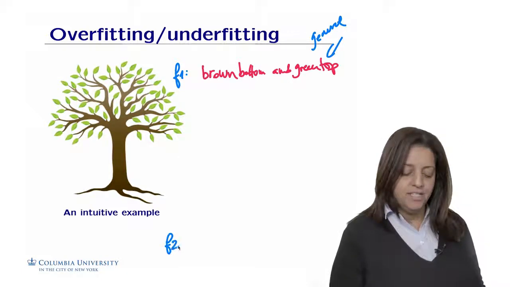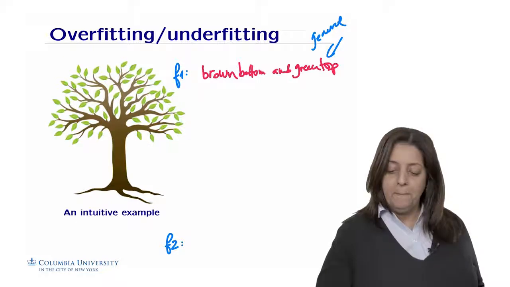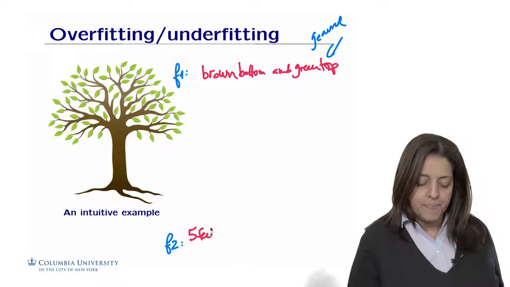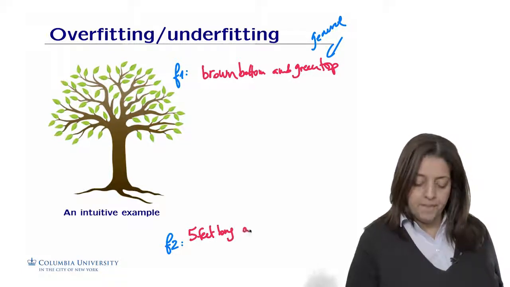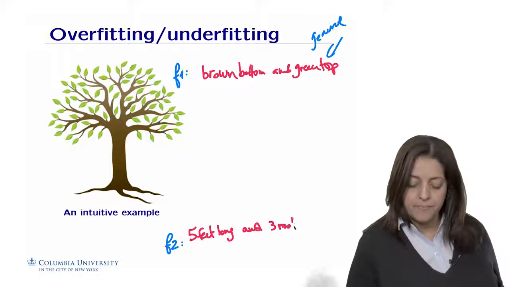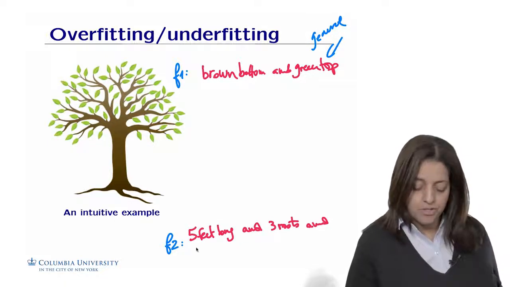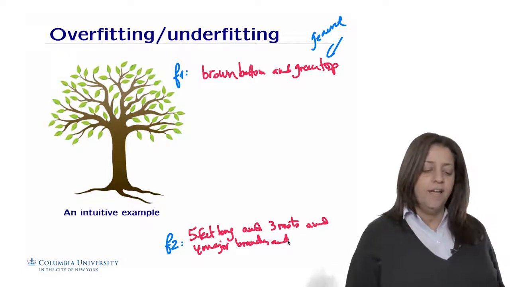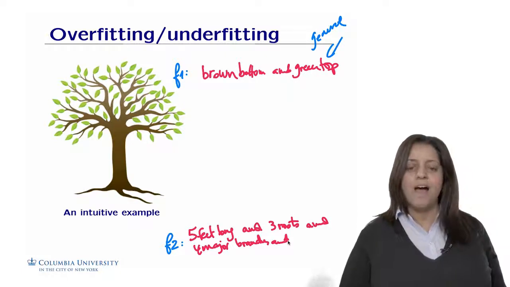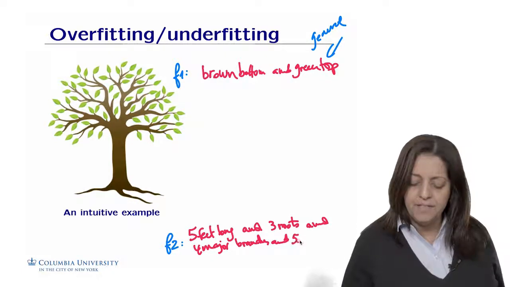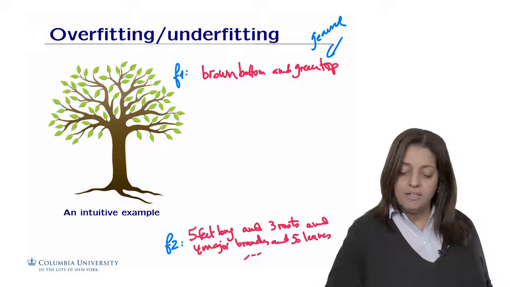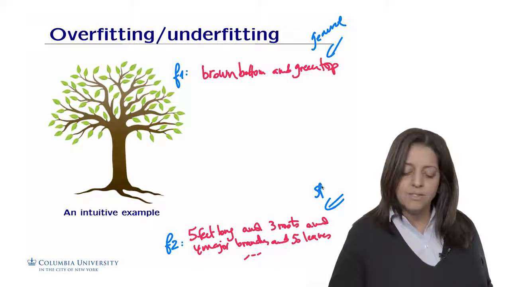So this is our first function, F1, that describes what's a tree. A second possible function describing what's a tree could be, let's give as much detail as we can about the tree. So it could be that this tree is 5 feet long, and this tree has 3 roots and has 4 major branches. And we could go on describing very specifically what this tree is, maybe the shade of brown, the shade of green, and the 50 leaves, etc. So I'm going to provide a very, very specific description that tells what's a tree.